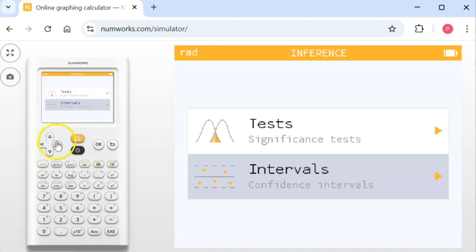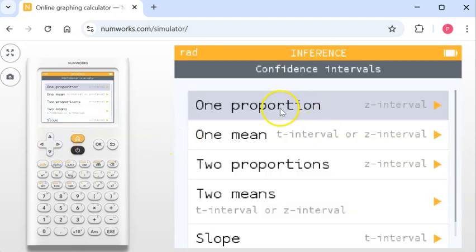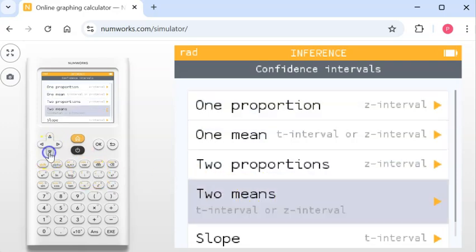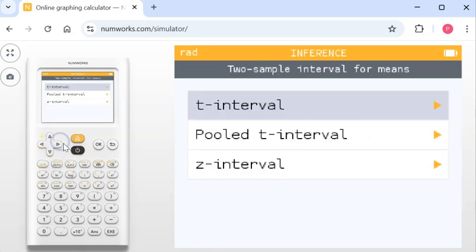We'll go into intervals and come over. And which one are we doing? We're doing two means right now. Isn't that what we're doing? So go down to two means and go over. We're doing a t-test. So that's a t-interval.